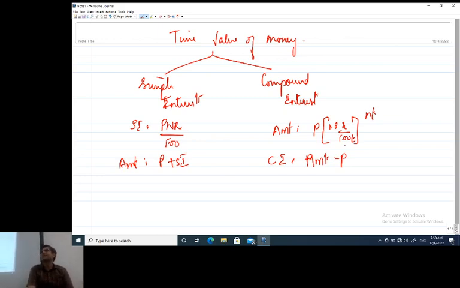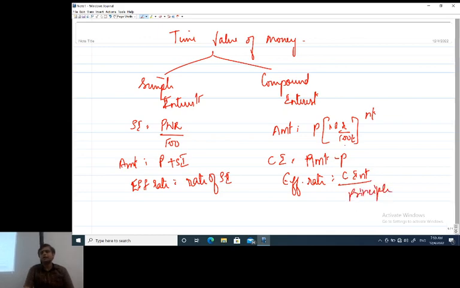Now, the next main aspect that you need to remember, in simple interest, the effective rate of interest is equal to the rate of simple interest itself, whereas here the effective rate is given by compound interest divided by principal, and always this rate will be greater than the compound interest rate.